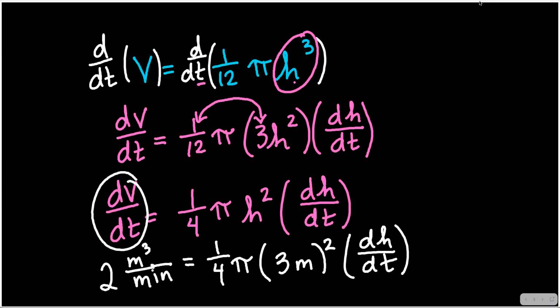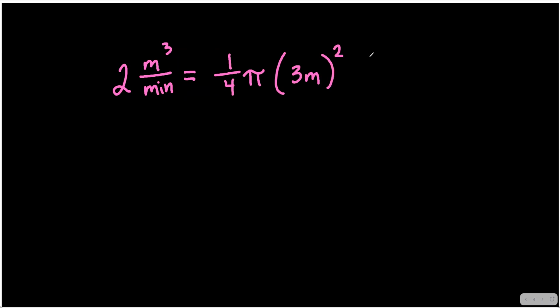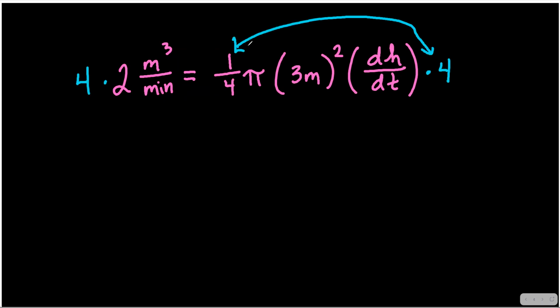So now we have to do a little bit of math magic here and clean this up a little bit. So I've got 2 meters cubed per minute is equal to 1/4 pi, our 3 meters squared times dh dt. So first thing I'm going to do is what I like to do, which is fraction bust. I'm going to go ahead and multiply both sides by 4. That way I don't have to deal with fractions anymore. Nobody likes fractions, really. They're not difficult, but nobody likes to look at them. So we're just going to go ahead and simplify that up a little bit.